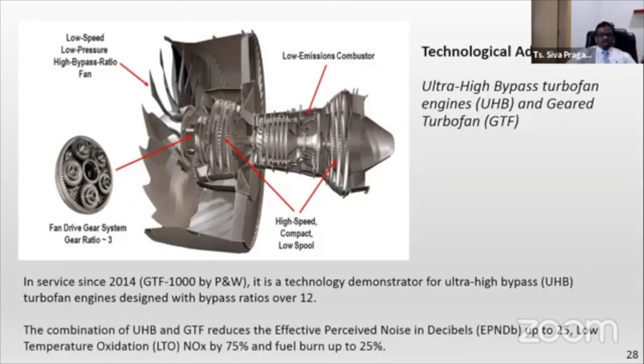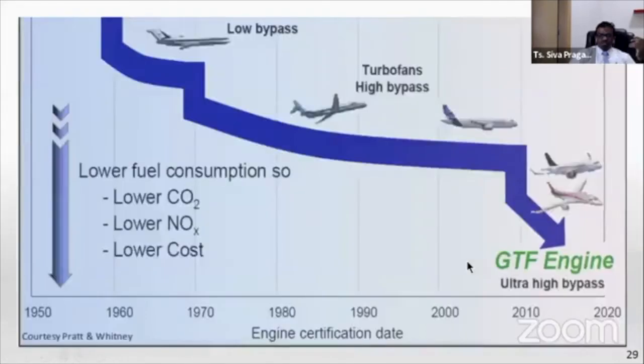So the combination of the UHB and GTF reduces the effective perceived noise by up to 25 decibels, low temperature oxidation NOx by 75%, and then the efficiency in the fuel burn itself is 25%. As you can see in the graph here, this is the evolution of different types of engines. This is courtesy of Pratt & Whitney.